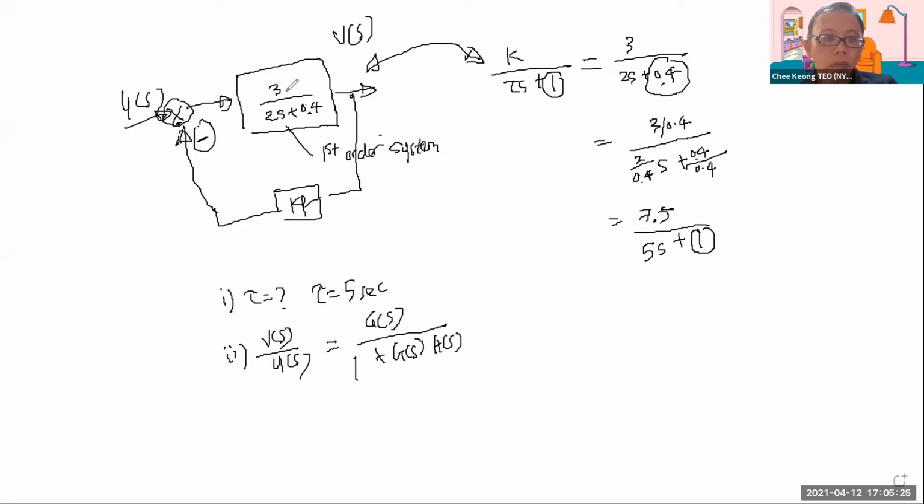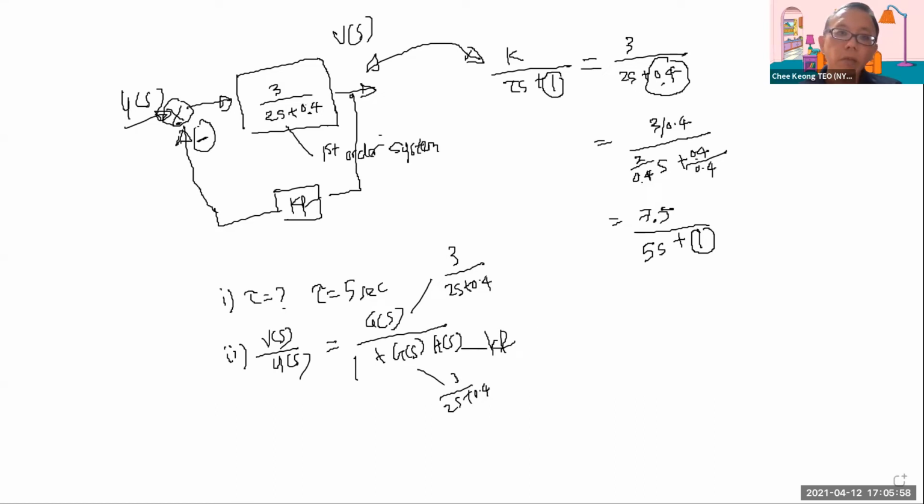Now, what is your G of S? G of S will be this guy, 3 over 2S plus 0.4. Same thing for the bottom side, 3 over 2S plus 0.4. Now, H of S, what is it? Kf, right? So this is how you determine H of S. They want you to express this whole thing, of course, in terms of Kf.